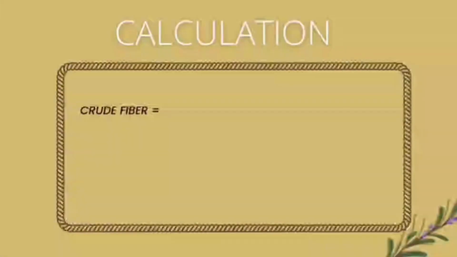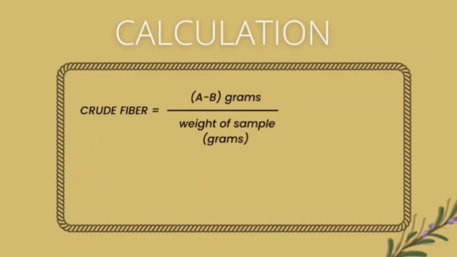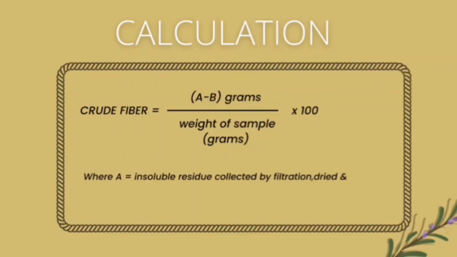Crude fiber content is equal to A minus B grams, divided by weight of sample, multiplied by 100, where A is the insoluble residue that is collected by filtration, dried and weighed, and B is the ash after ashing is conducted, cooled and weighed.